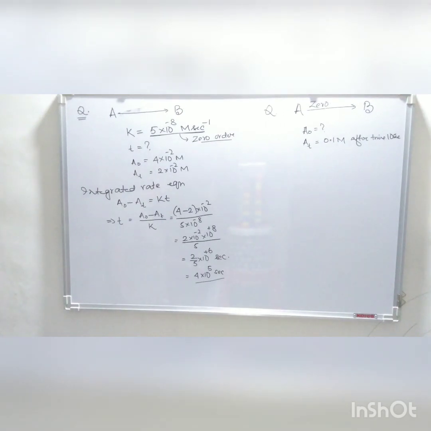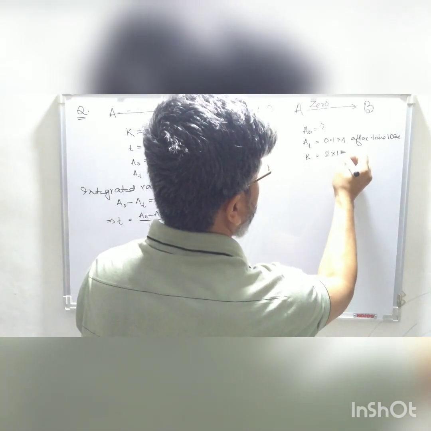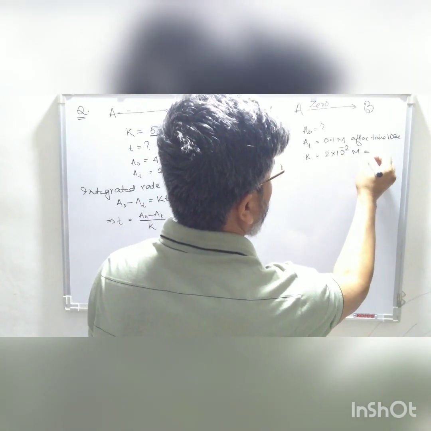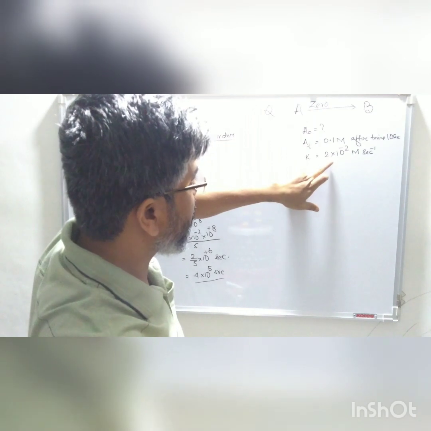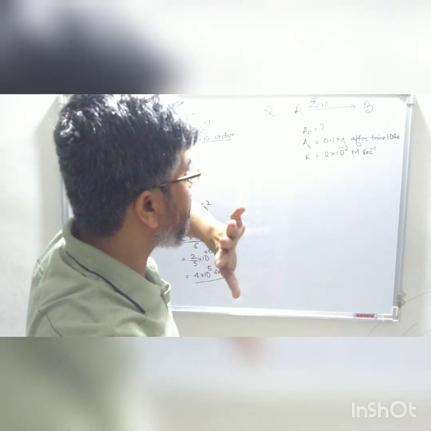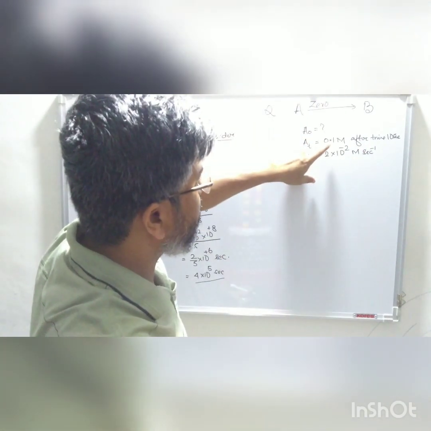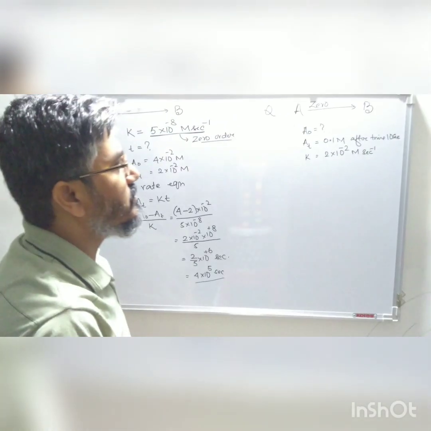So in 10 seconds, the concentration of the reactant after time t comes out to be 0.1 molar, and the rate constant K for this reaction happens to be 2 into 10 to the power minus 2 molar per second. So the question clearly says this is a zero order reaction. The rate constant is 2 into 10 power minus 2 molar per second. Concentration after a certain time t is 0.1 molar, time is 10 seconds. Then what was the initial concentration of the reactant?